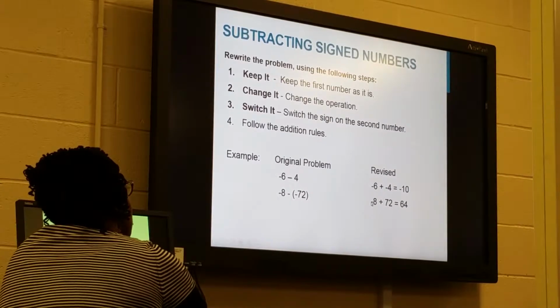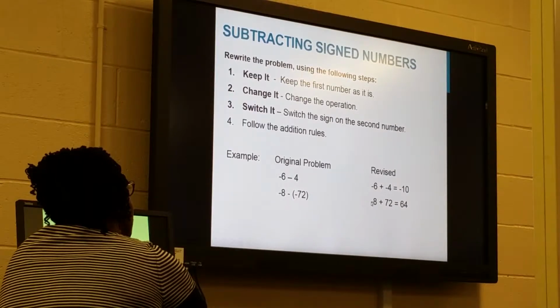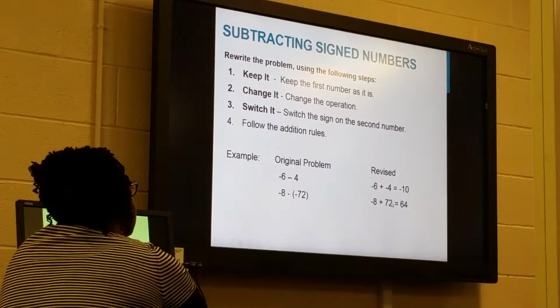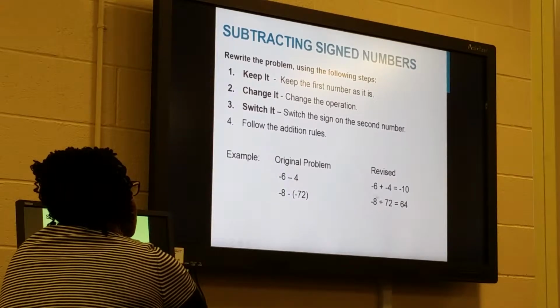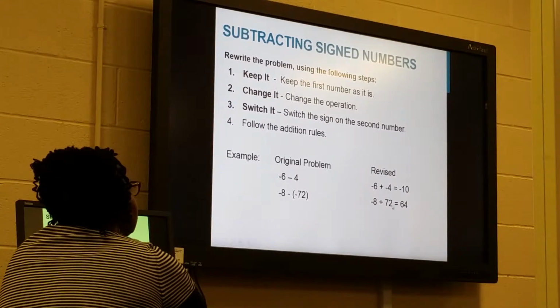And when you're adding a negative and a positive, you subtract. And you keep the sign of the bigger number, 64.